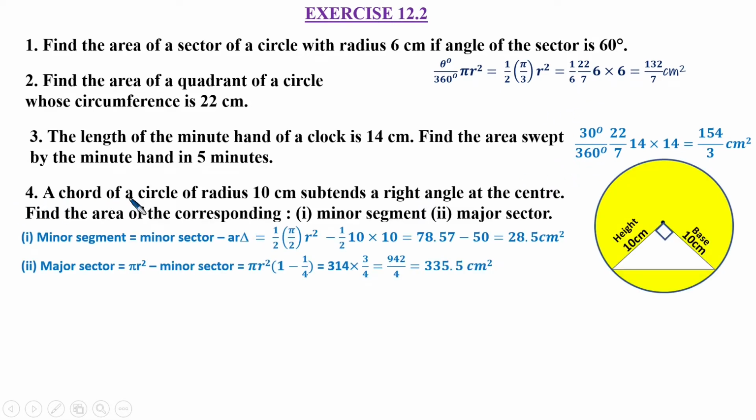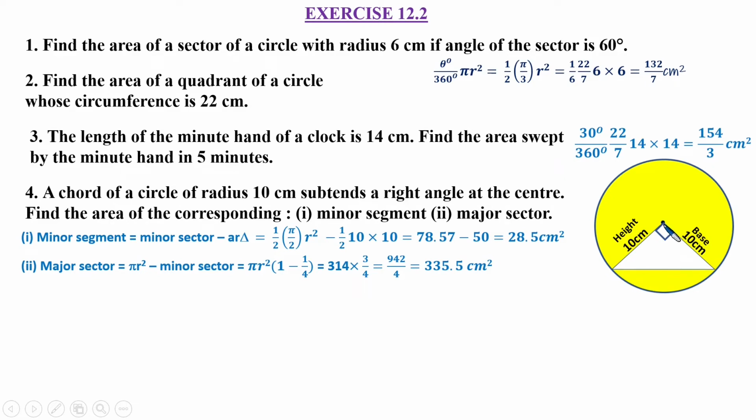Okay, next problem. A chord of a circle of radius 10 centimeter. This is the radius, 10 centimeter. It subtends a right angle at the center. So this is a right angle. That's why I have drawn a square here. Right angle at the center. Find the area of the corresponding minor segment and the major segment. So now you know this is 90. So what is the minor segment? This is the minor segment. And what is a major segment? Major segment will be this full yellow, including this triangle area, the white will be the major segment.